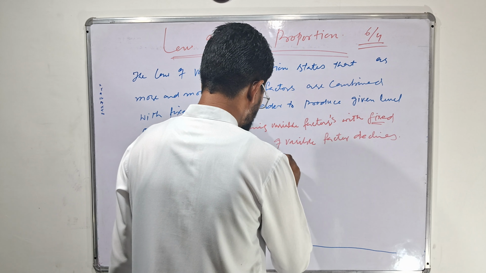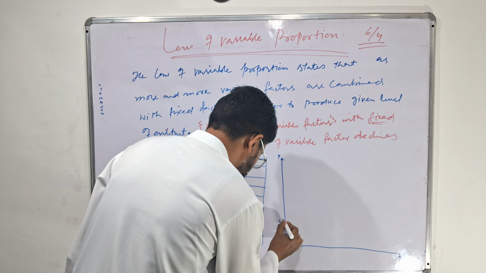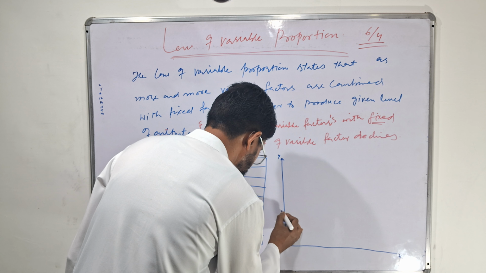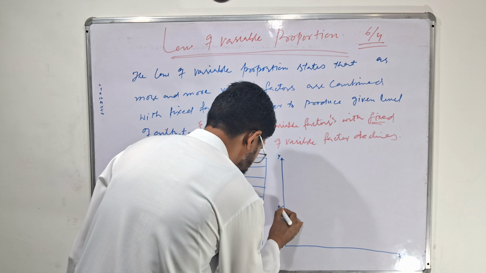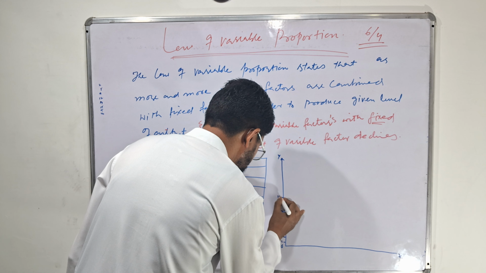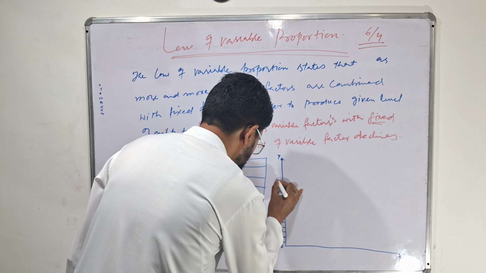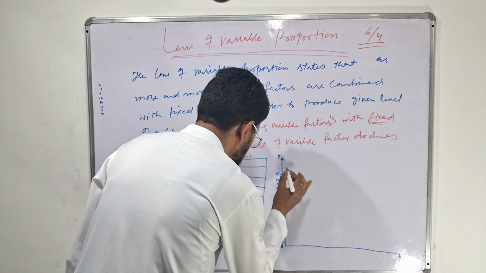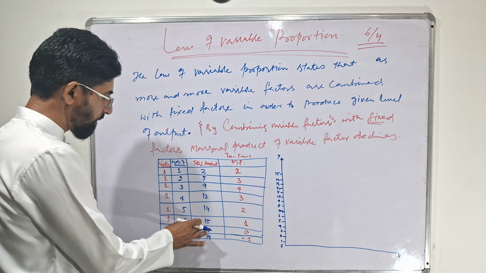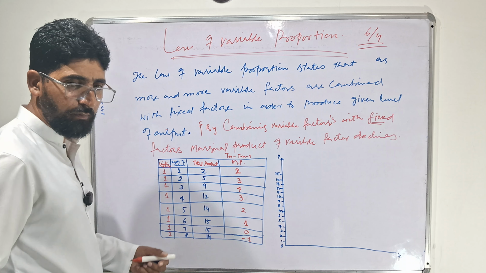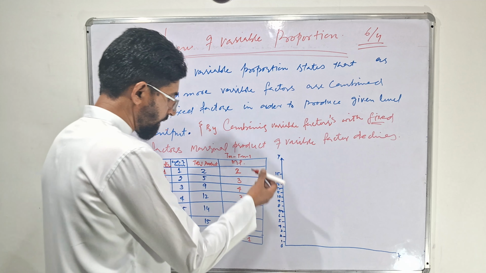This is y, this is 0, this is x. Here I will write 1, 2, 3, 4, 5, 6, 7, 8, 9, 10, 11, 12, 13, 14, 15, up to 15. As the total product's last value is 15, the highest value is 15. That is why I write up to 15.